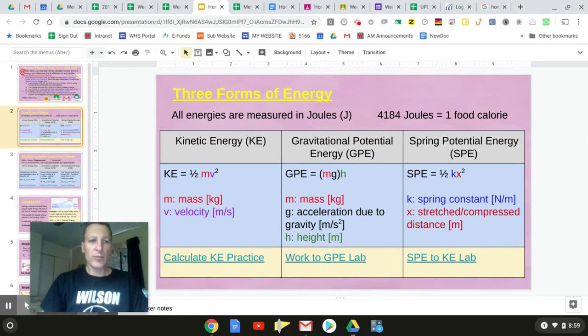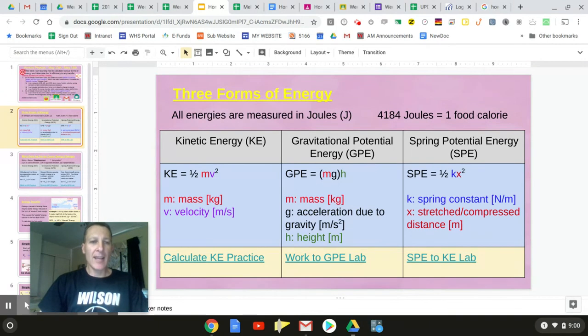Now, the three forms of energy that we're looking at here, and all energies in metric units, are measured in joules. 4,184 of these is equivalent to what you know as a food calorie, right? So if you look at the back of a food label and something is 100 calories, the number of joules in that would be 100 times 4,184.